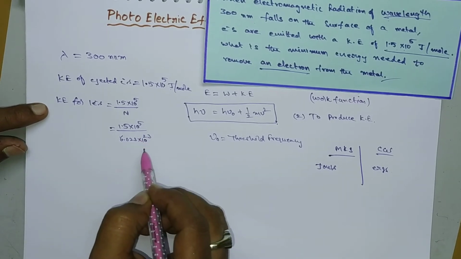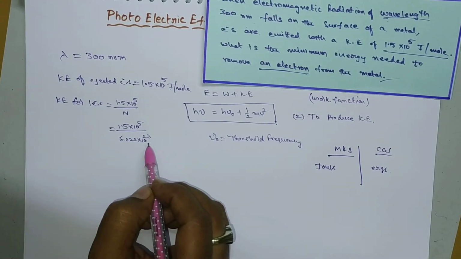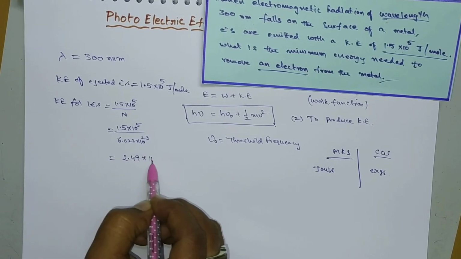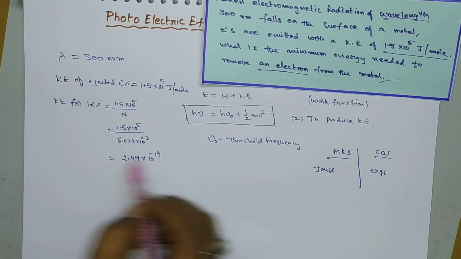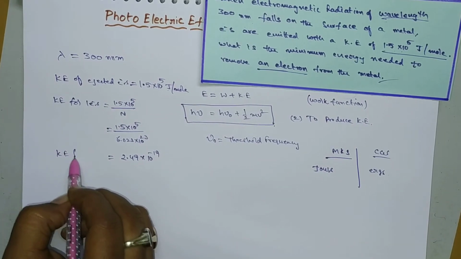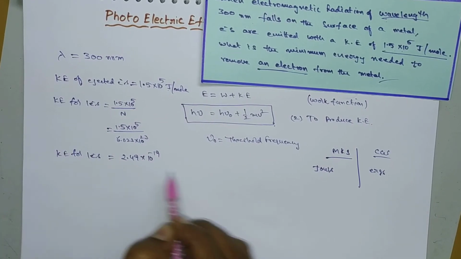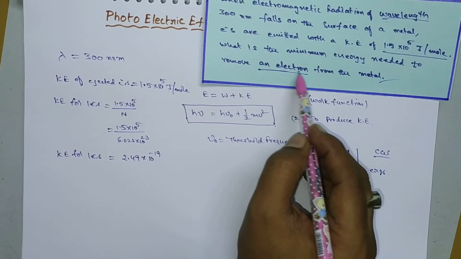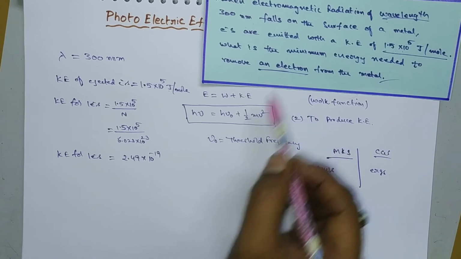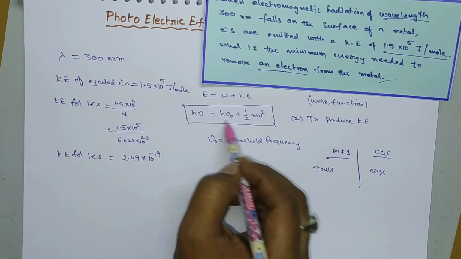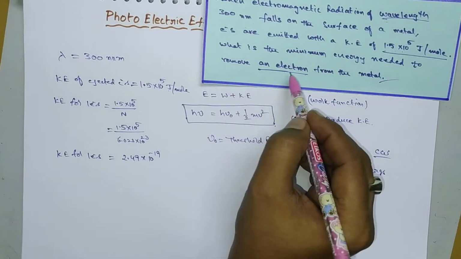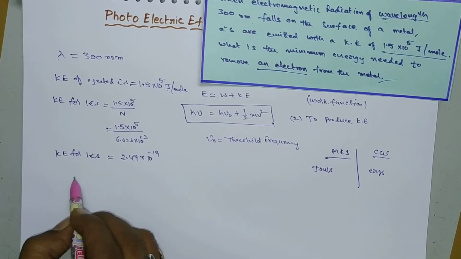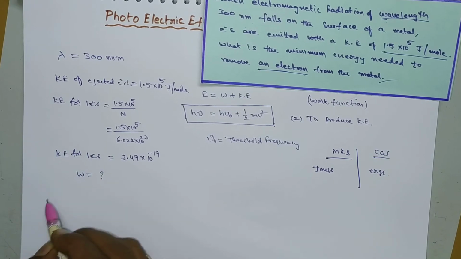So upon simplification, we get 2.49 into 10 to the power of minus 19. So here it is the kinetic energy for 1 electron. And now, what is the minimum energy needed to remove an electron? Minimum energy means here we have to consider h nu naught. This minimum energy needed to remove an electron is the work function. So here we have to calculate the work function W, equal to how much.